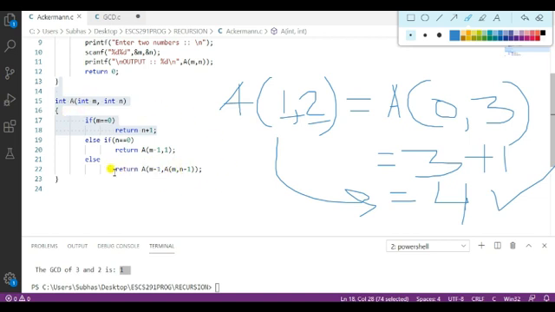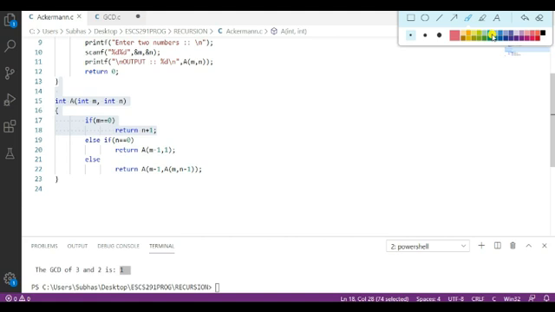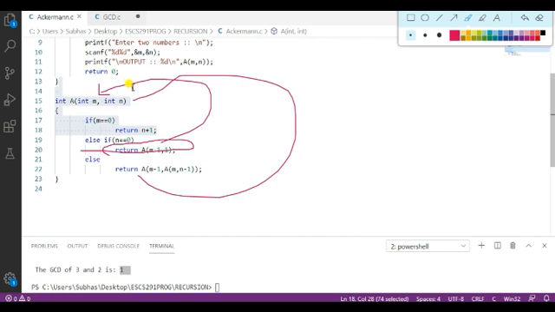So every time, if m is 0, then this is my base condition. This is my base condition. And the second one, this is my recursive call, and this is also a recursive call.